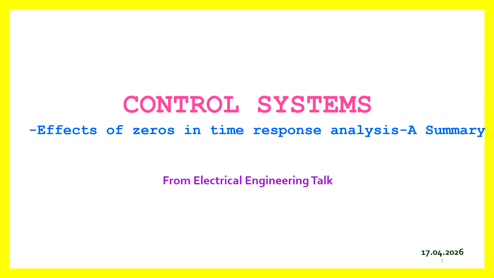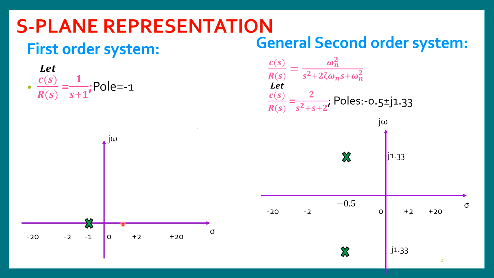The topic for today's discussion is effects of zeros in time response analysis from electrical engineering talk. The representation of a first order system with pole at -1 and a second order system with poles at -5 plus or minus j1.33 has been shown here. Now to this original system, we are going to add five zeros. The zeros are at s equal to -20, -2, 0, +2 and +20.